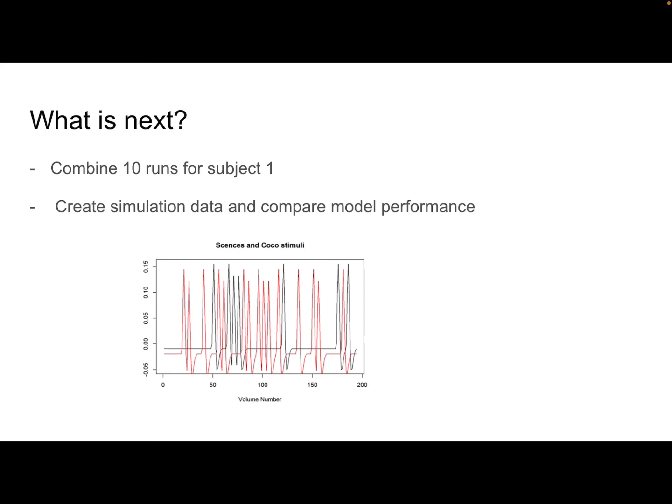What is next? To continue the comparisons of GLM and ICA, we want to compare the activation maps across 10 runs. We also want to simulate the data and see how accurate the predictions of each model are. We also might take a look into different contrasts of tasks. That was all for today.